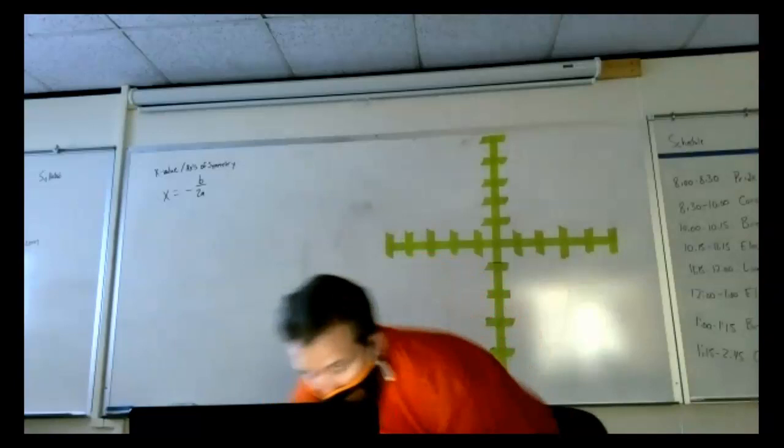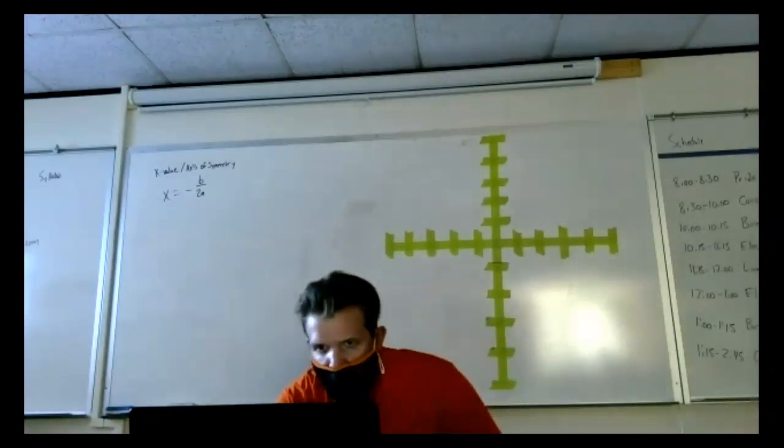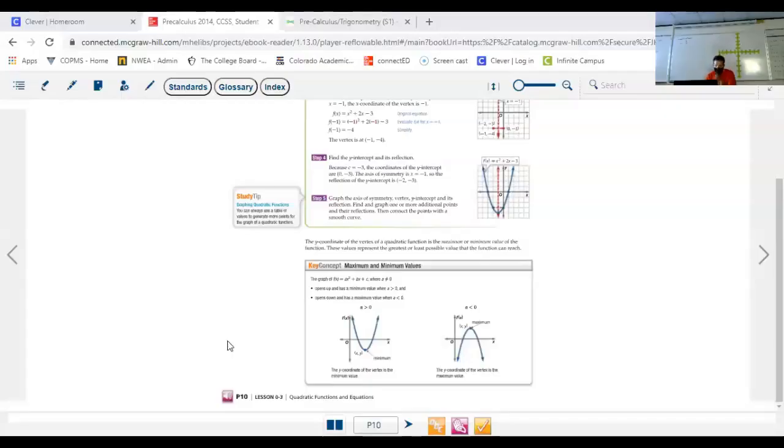Let's make sure I'm on the right page. Got it. Okay, the next key concept, talking about your minimum or maximum values. So maximum and minimum values work from the vertex. You can see on the left here, we have a minimum value, and that is because our value of A is greater than 0. On the graph on the right, we have a maximum value because our value of A is less than 0.